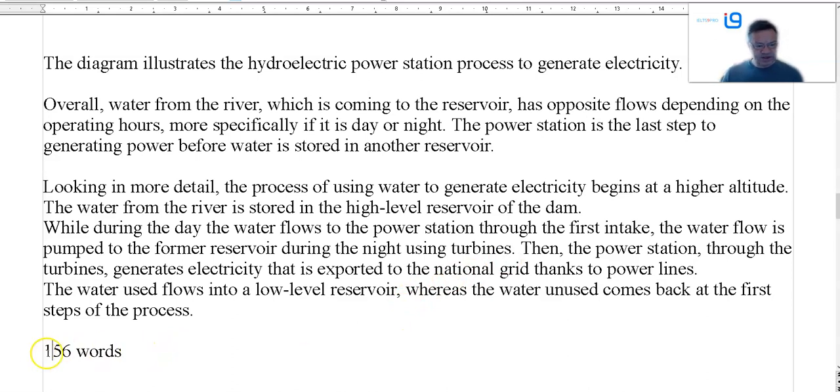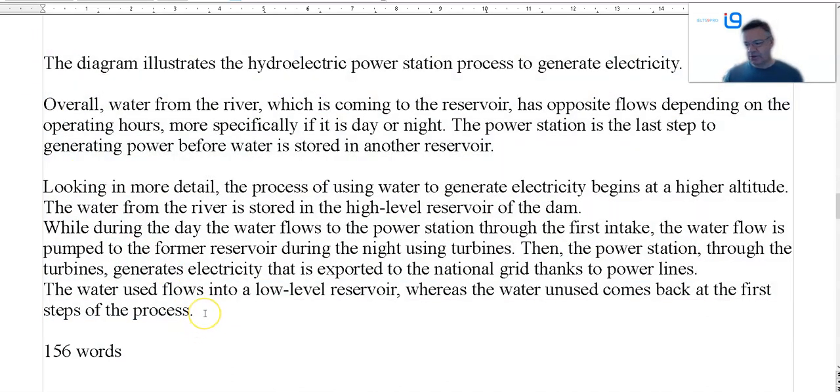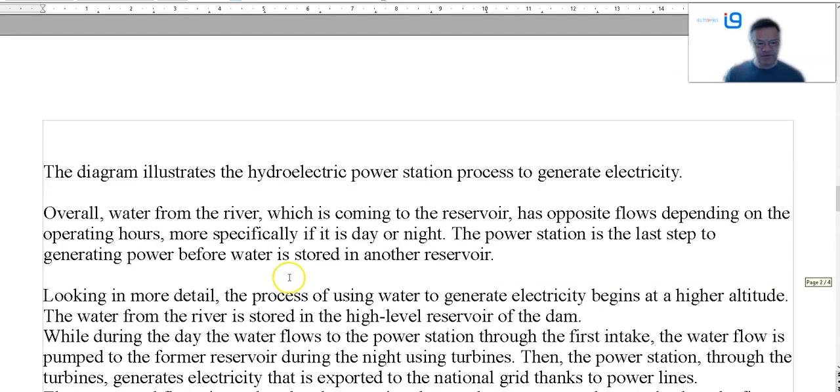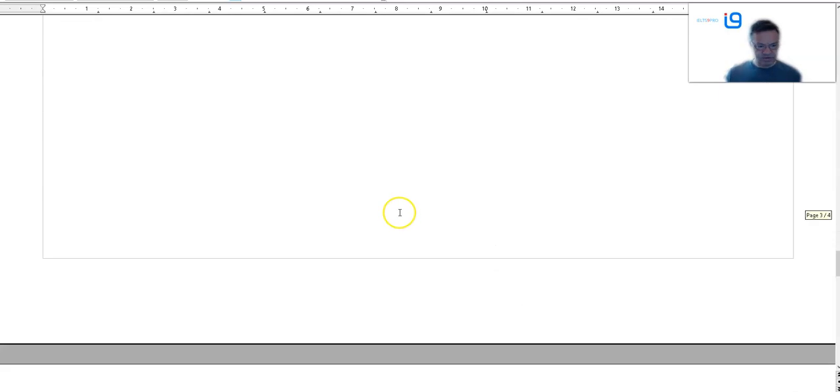Right, so you can see this is 156 words, and this is essentially pretty mechanical in tone. The short sentences. So I think that's a bit simplistic. That could do with a bit of work. So hydroelectric process. Let's scroll down. Come on, scroll.